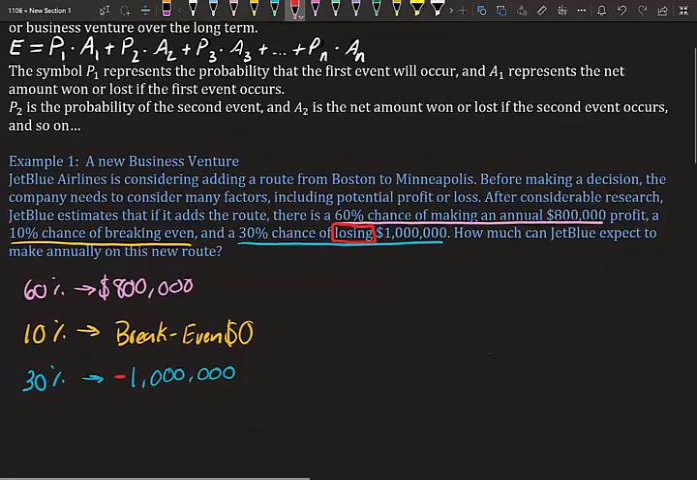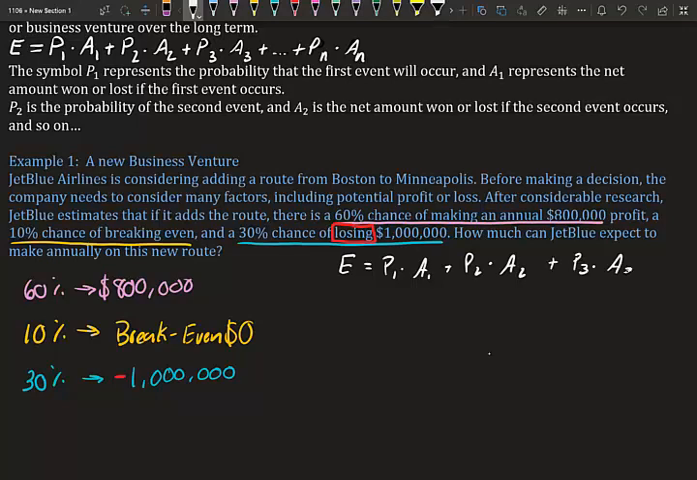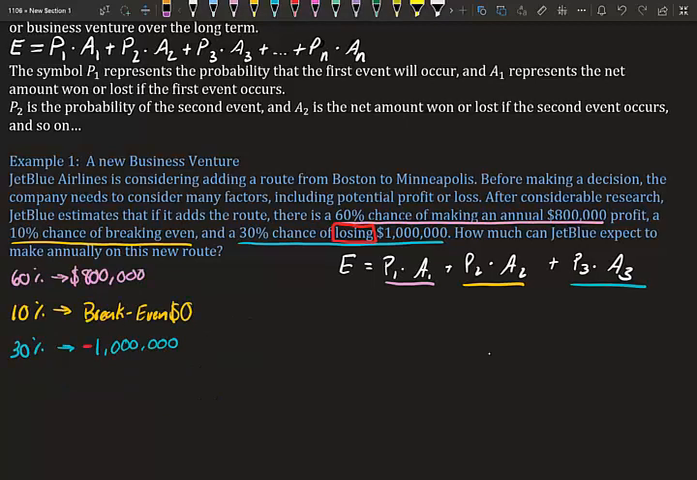So now we just need to plug it into our formula. Since we have 3 scenarios, we're going to be using the formula that looks like this: P1 times A1 plus P2 times A2 plus P3 times A3. Our P1 A1 are going to come from our first scenario, our P2 A2 from our second scenario, and our P3 A3 from the third scenario. When we plug stuff into formulas, we don't use percentages, we use decimals. So let's change our percentages into decimals.